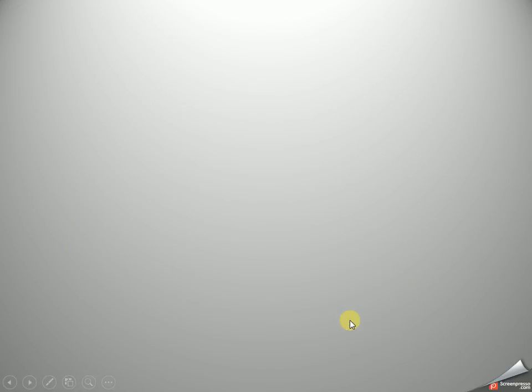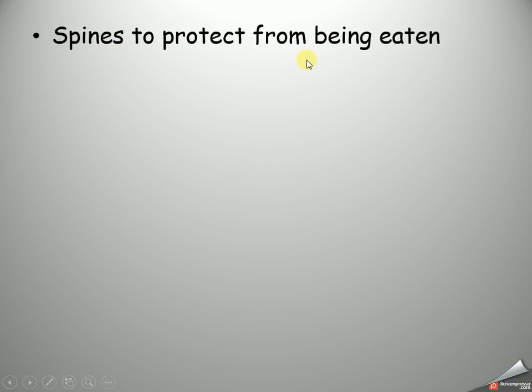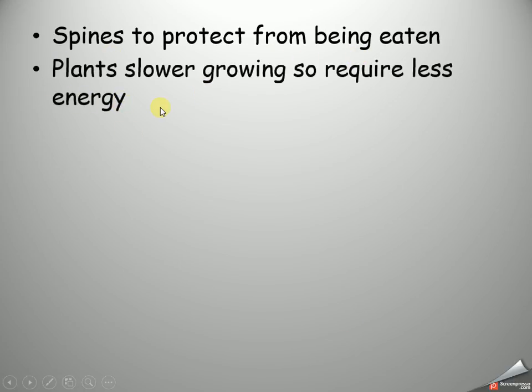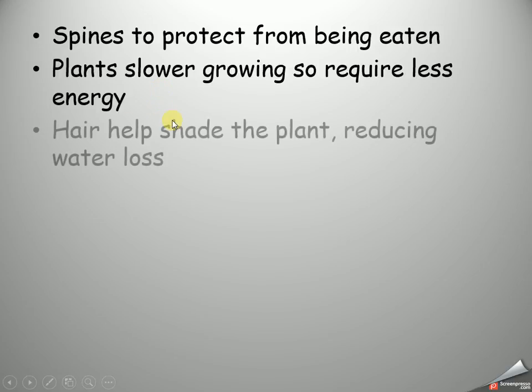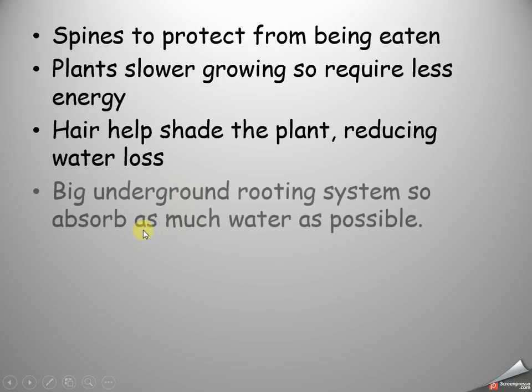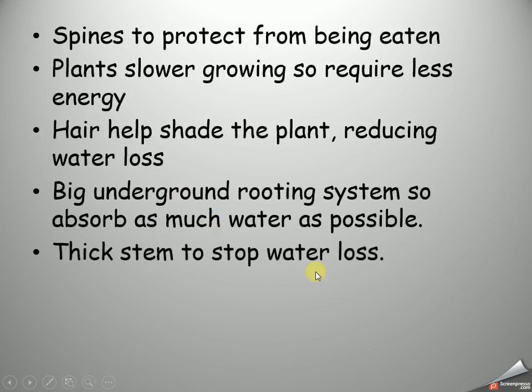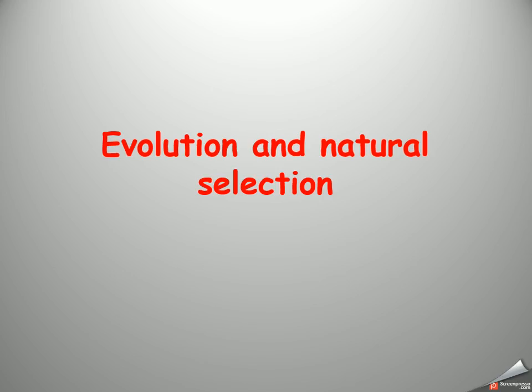It's quite crazy. They've got spines to protect themselves from being eaten. They grow slower, so they need less energy. They've got hair to shade the plant, reducing water loss, a big underground rooting system, and a thick stem to stop water loss. Just remember the thick stem and the spines, and the waxy cuticle as well. I must have missed that out, but that really does help. So those are the ones. Again, guys, when you look through the bullet points, feel free to pause it anytime you want to.